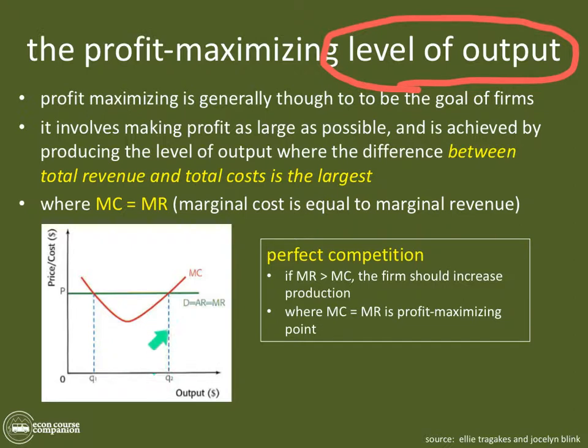And this is a really important point because when we finally calculate all of our profits, this point is going to be where we start our analysis, okay? So if this is the output at which they can maximize their profit, then it's going to be a very important factor for the firm. All right, so that is the profit maximizing level of output, and how to find it in perfect competition.